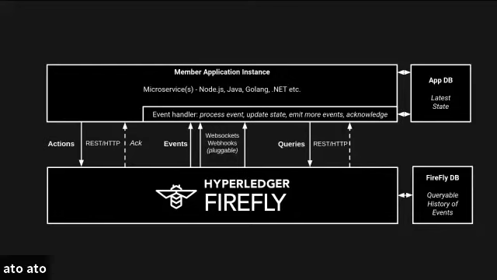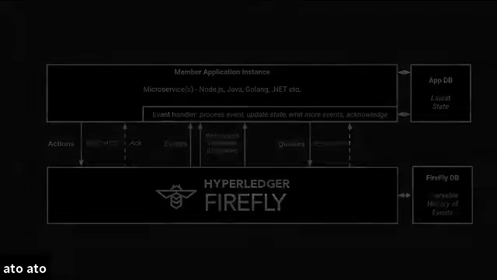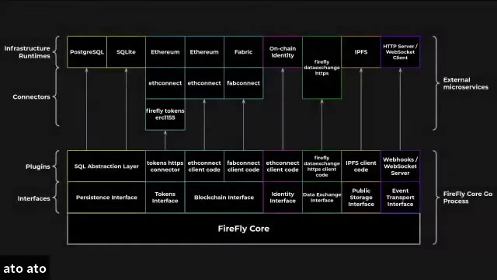So as data is being updated in the system, your app would then probably keep the current state, the latest state, in your own database. However, FireFly has the entire transaction history. So if you ever need to query how we got to the current state, what's the whole series of transactions, FireFly has an API that you can use to query that. So that's the event-driven model of FireFly.